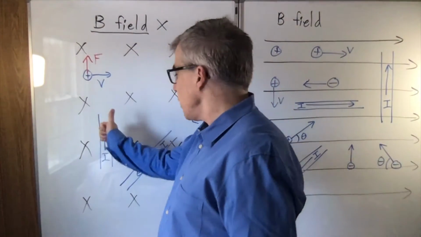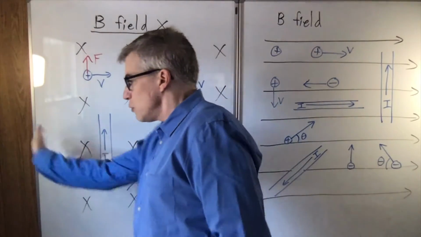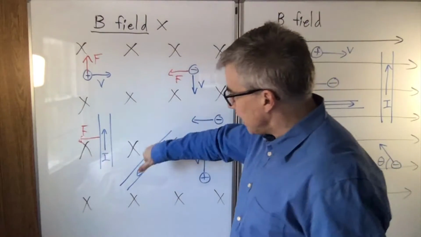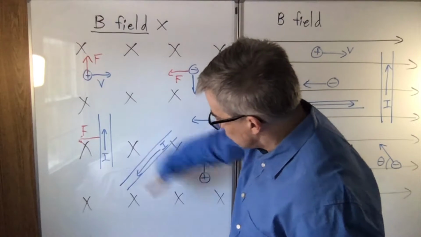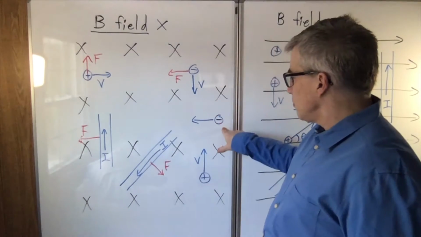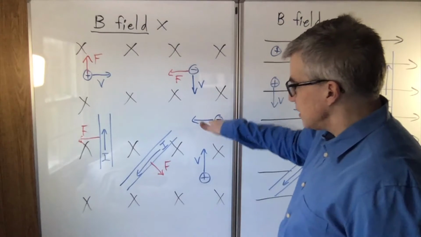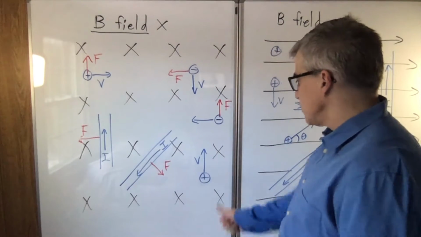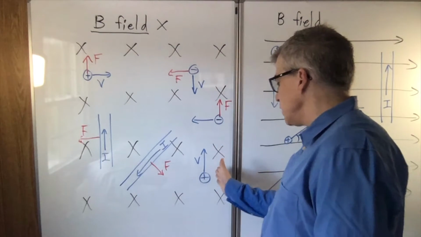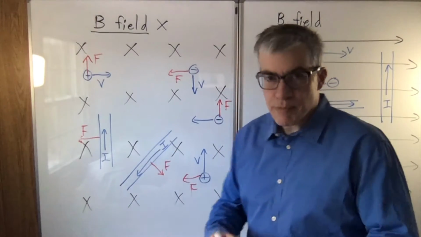Current, that way. Field that way, force is to the left. Current that way. Field that way, force is down and right. Negative charge, velocity that way. Field is that way. It's a negative, so up. Positive charge going that way. Field, force.